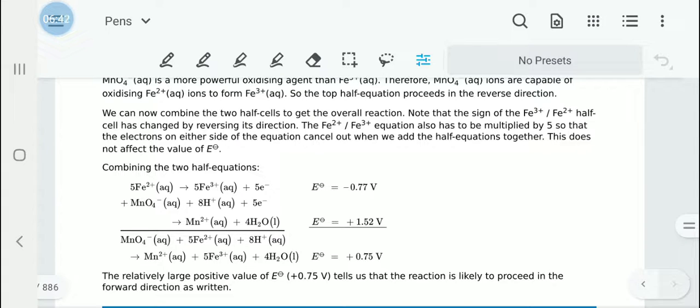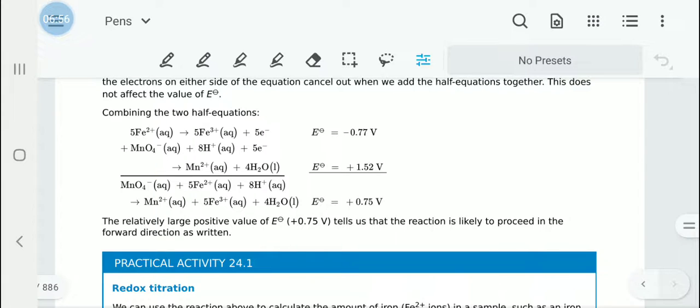So now the first equation is going to be 5 Fe2+ aqueous becoming 5 Fe3+ aqueous plus 5 electrons. Now the E standard value is going to be negative 0.77 volts. Why? Because it is a reverse reaction. Then MnO4- is the forward reaction. It will have 5 electrons involved in that. Then the E standard value is positive 1.52.